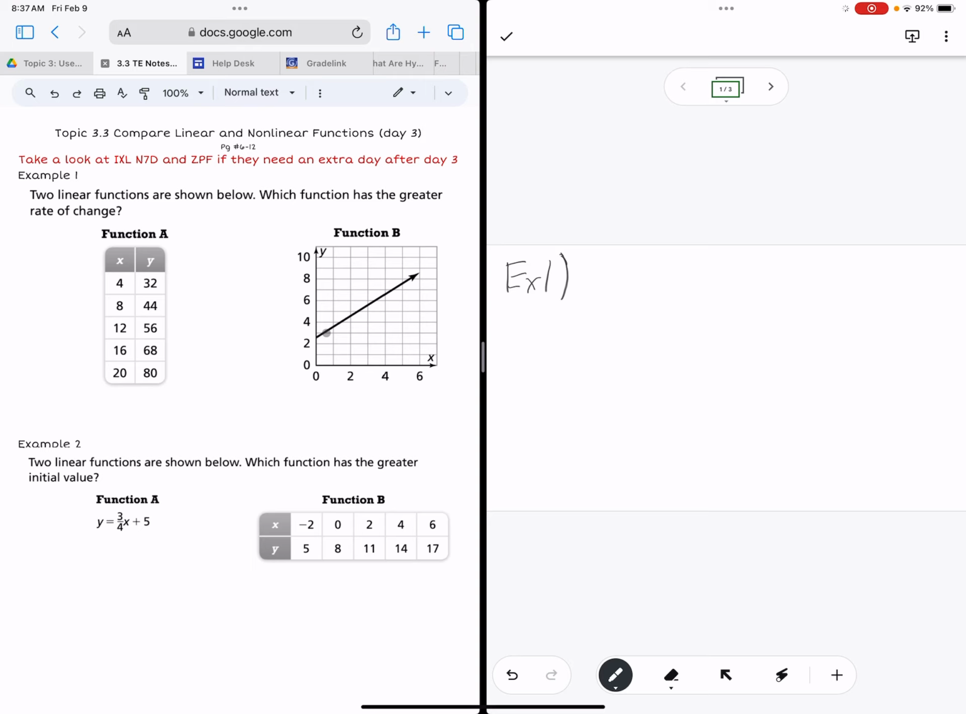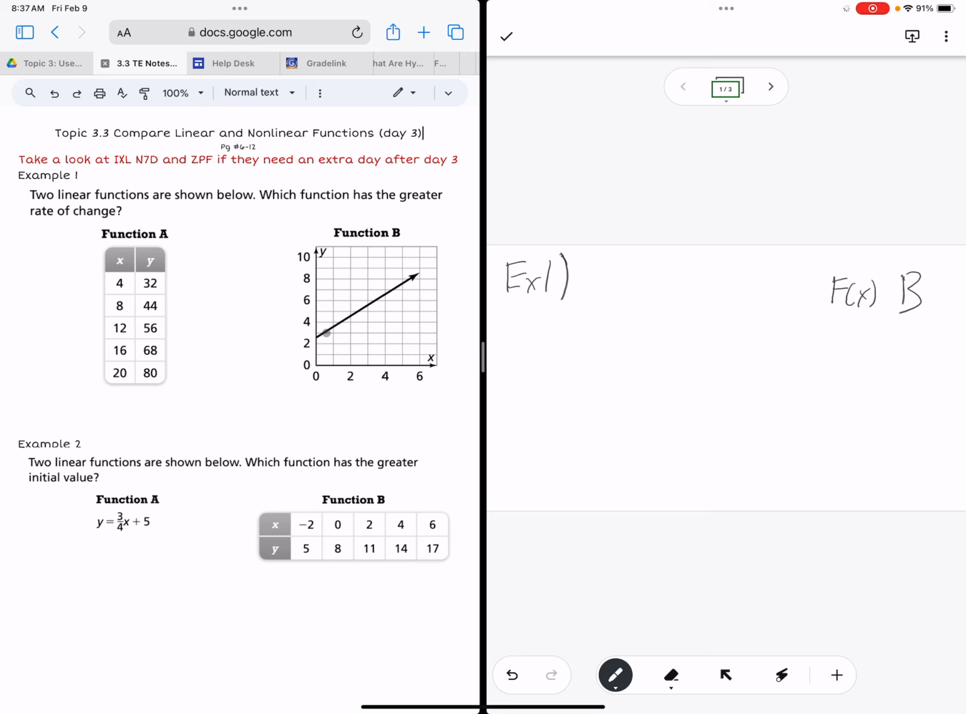So what does it mean, rate of change? That is just fancy for what? Slope. That is just fancy for slope. So let's do function b. That's going to be the easier one. I'm just going to write f of x for function. So f, function b. How do we find slope for function b? That's very simple.